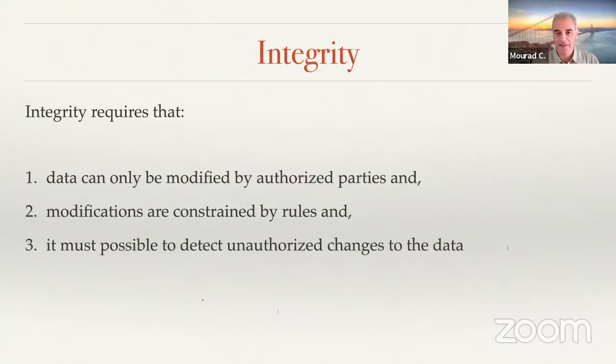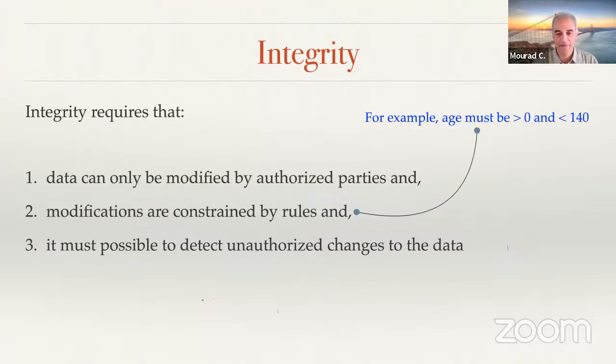So the second goal of data protection is integrity. When we talk about integrity, we refer to three things. First, that data can only be modified by authorized parties, so people or entities who are authorized to modify the data. Second, that modifications are constrained by rules, that we can't change the data any way we want, right? And we will give examples. And third, it must be possible to detect unauthorized changes to the data. So if someone malicious, let's say a hacker, changes the data, it should be possible to detect that change, right?